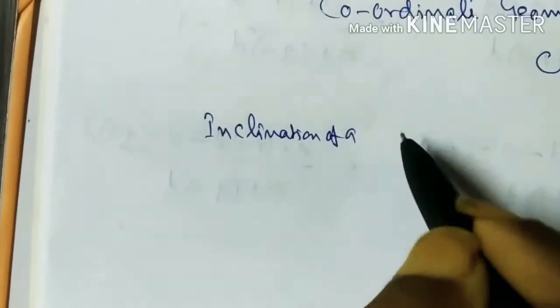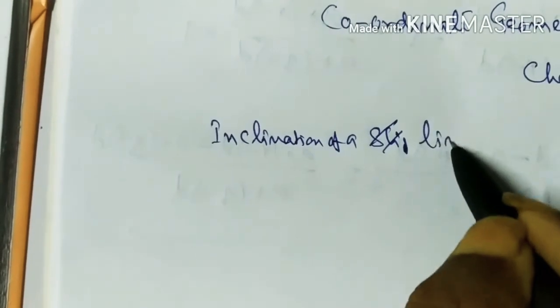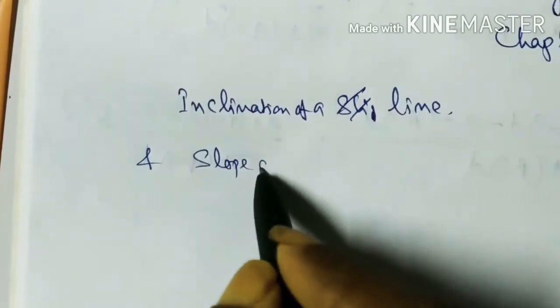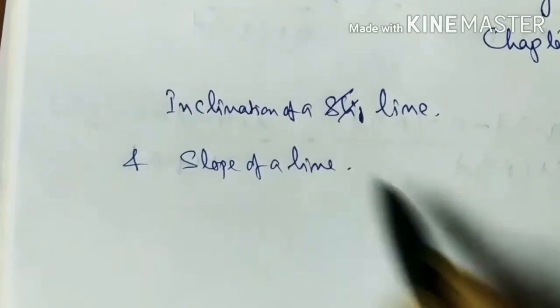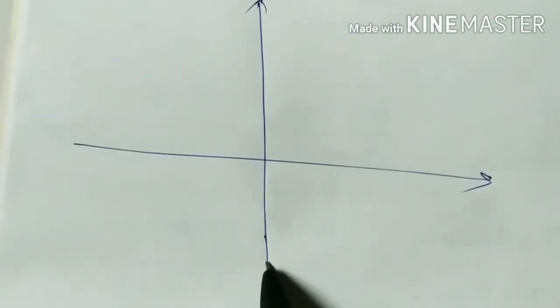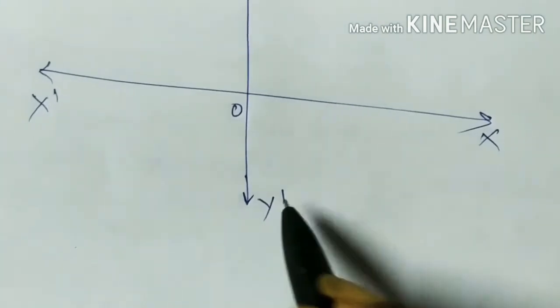Now, first of all, I want to tell you what is inclination of a line, and slope of a line. See, this is our coordinate axes, x, o, x dash, and y, o, y dash.